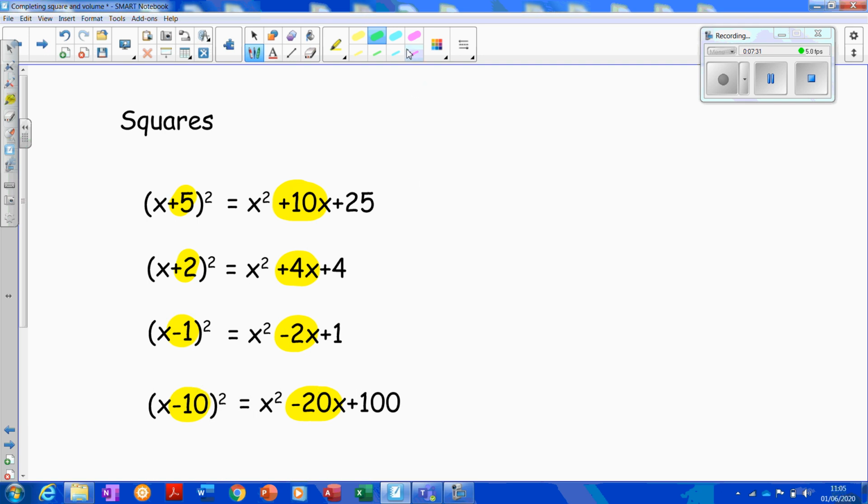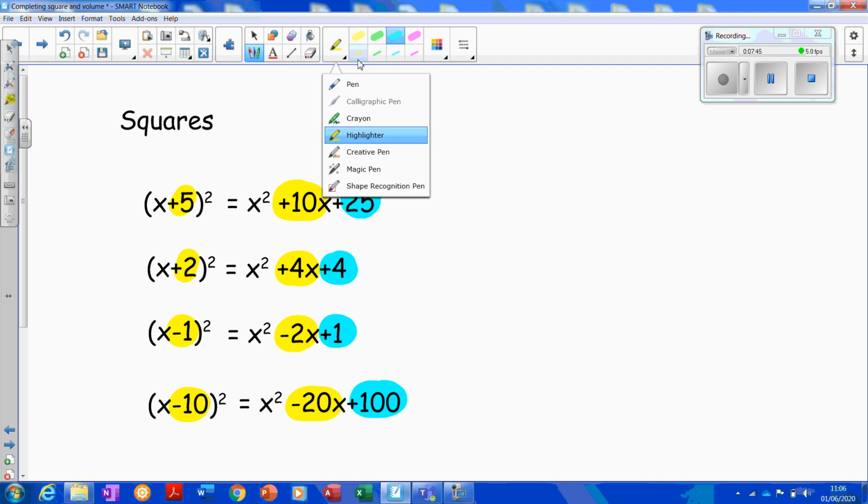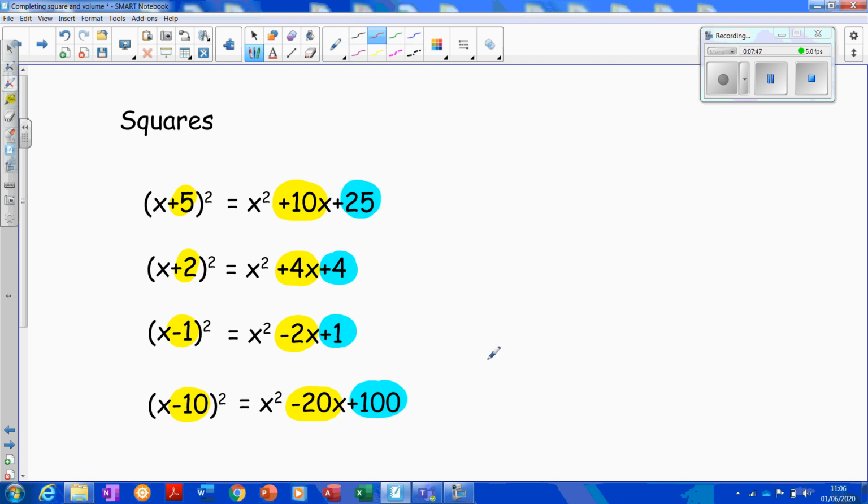Now also look at 5, and we've got 25, 2, we've got 4, 1, we've got plus 1, minus 10, we've got plus 100. What's the connection there? That's 5 squared, that's 2 squared, that's minus 1 squared, and that's minus 10 squared.